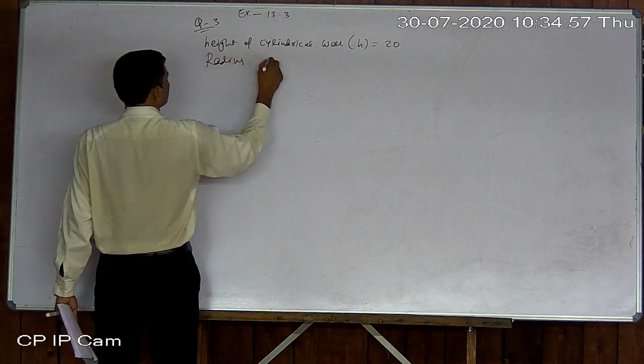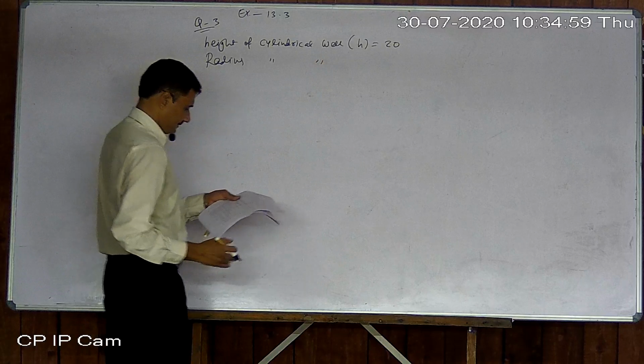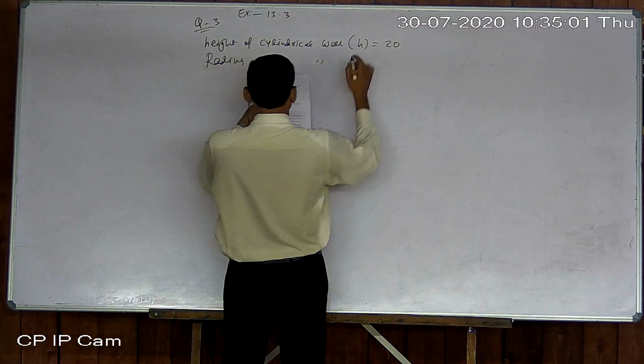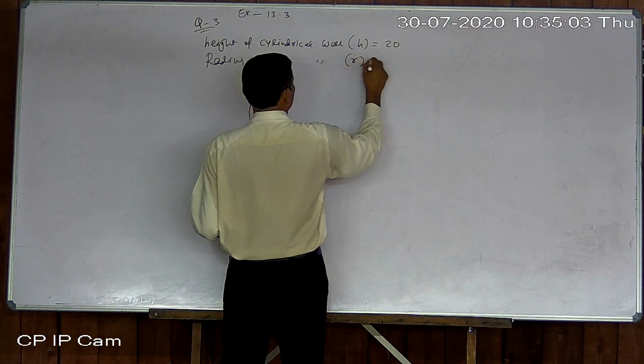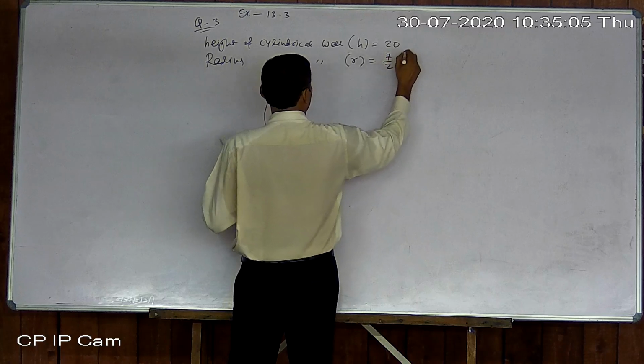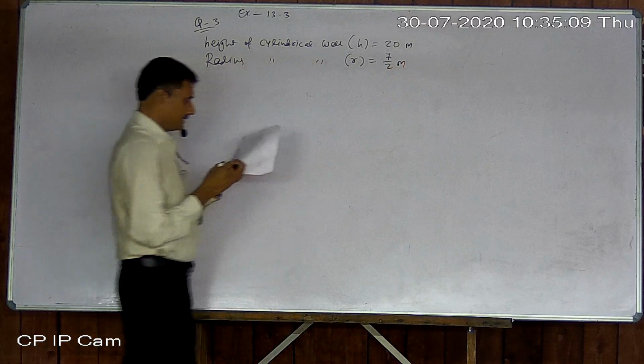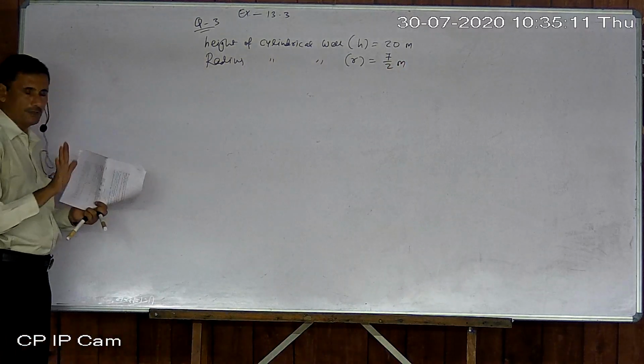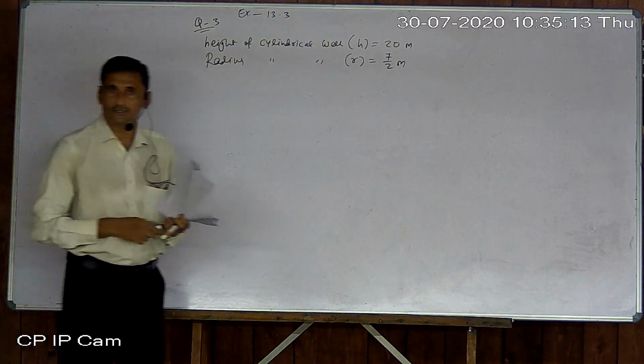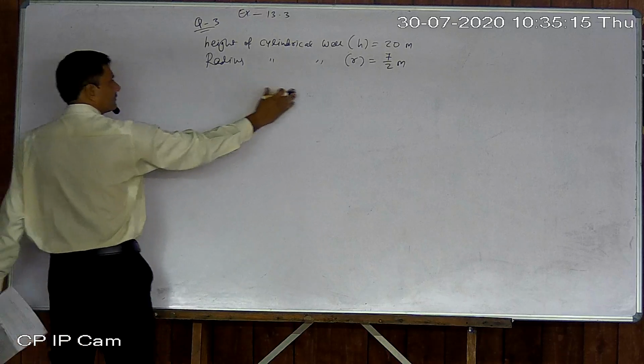Radius of the cylindrical well. It is 7 by 2. Why 7 by 2? Because the diameter is given. So the diameter is 7. Don't write 3.5; we want the simplest fraction, and 7 by 2 is already the simplest fraction.